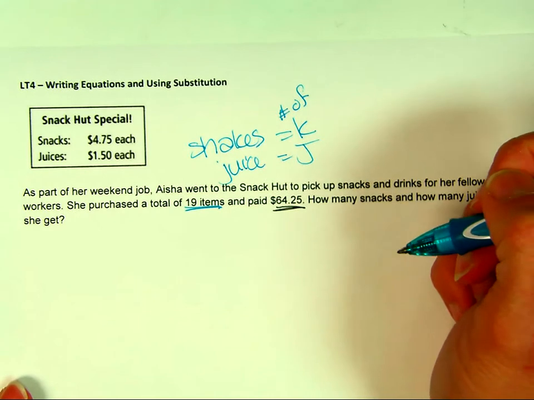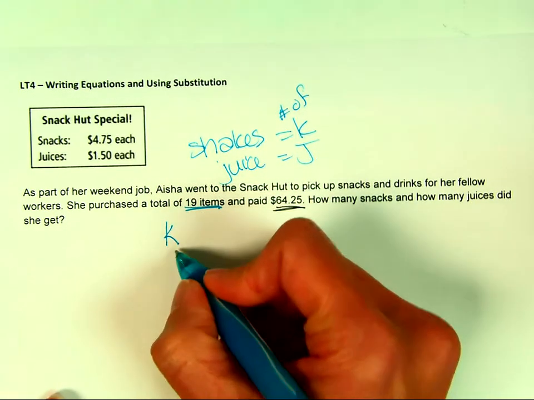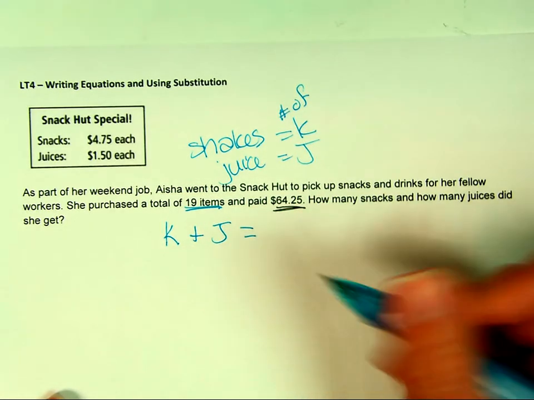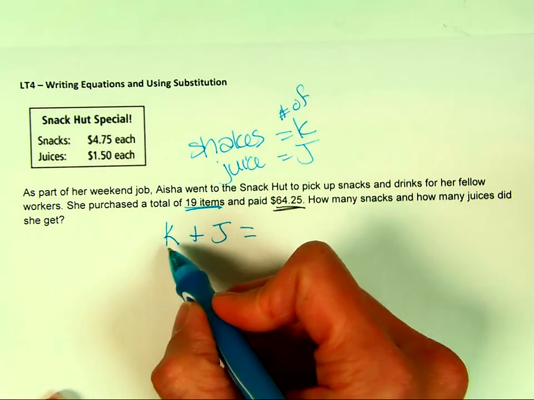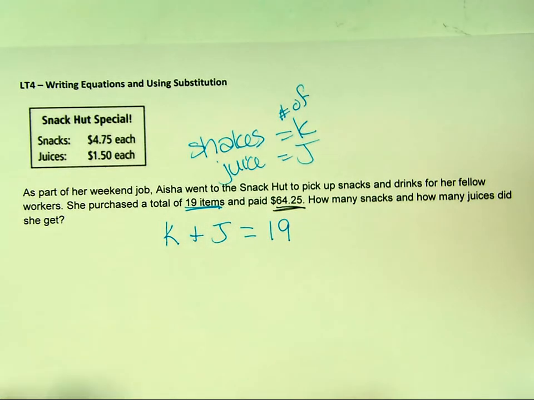So I know that I don't know how many snacks and how many juices, but I know that if I took the number of snacks she bought plus the number of juices she bought, what would I get? Well, it says there were 19 items. So the number of snacks plus the number of juices is going to be 19. So that's my first equation. Now notice there's no money involved there. It's just talking about how many. So I have a how many equation. Now I'm going to have a how much money equation.